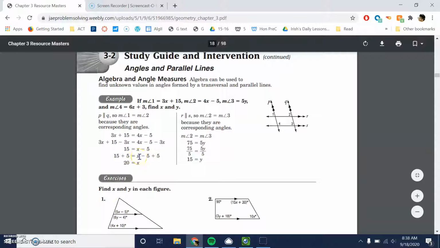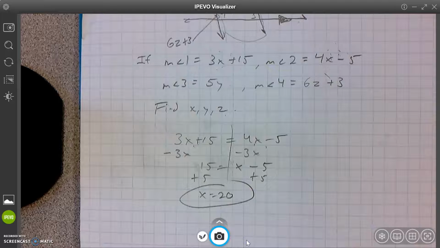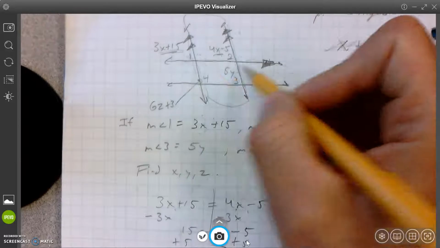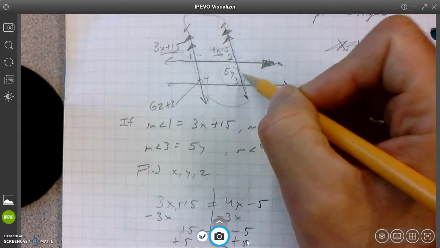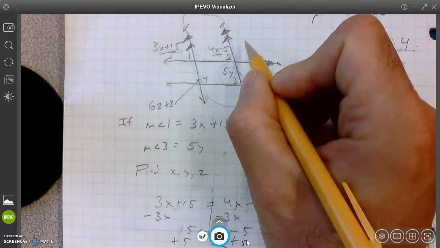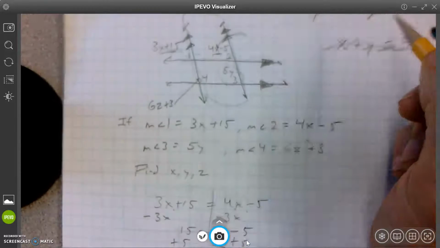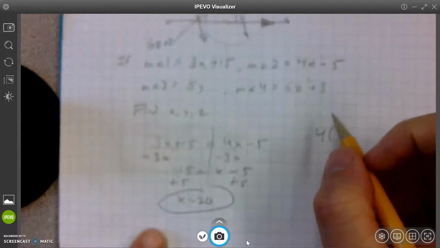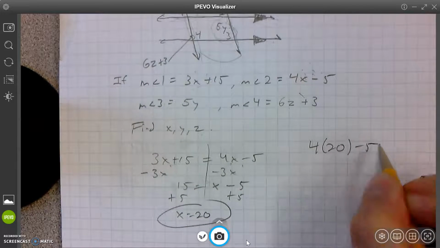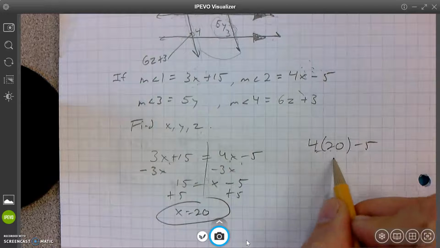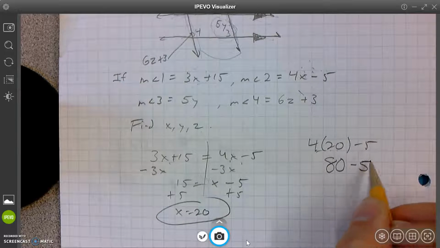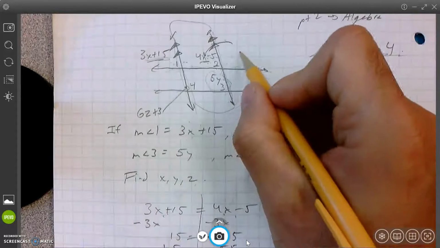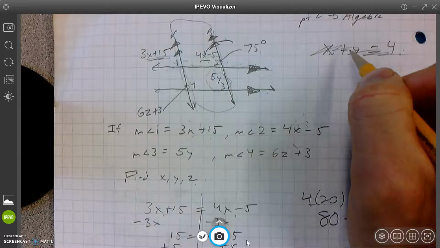Got it right here. Okay, so now I got to find y. So we got x is 20. So now I'm going to find y. Looking at this, y is here at angle 3. So if I know x, I can plug it in here. So that's going to be 4 times x, which we got was 20, minus 5. 4 times 20, four $20 bills, is 80. Minus 5, which is 75. So if I plug in the x I got here, angle 2 is going to be 75 degrees.